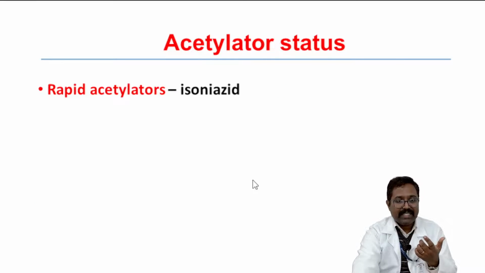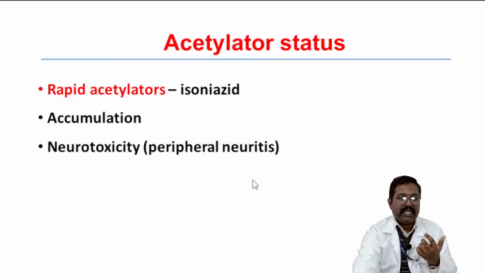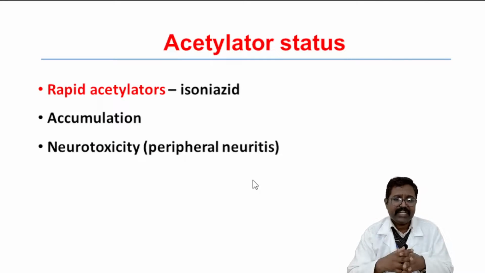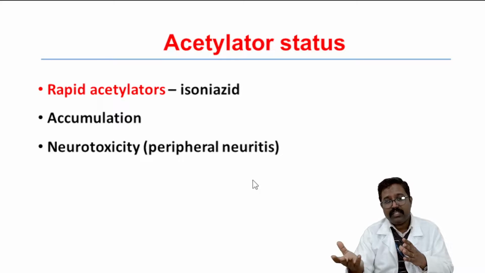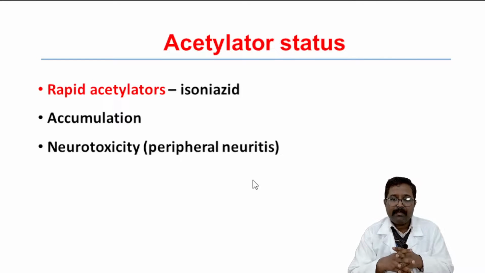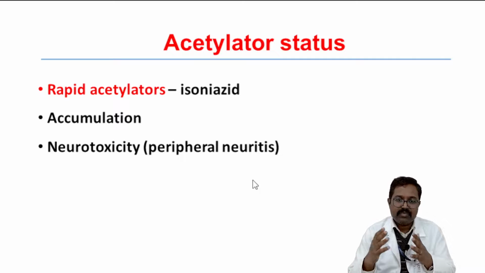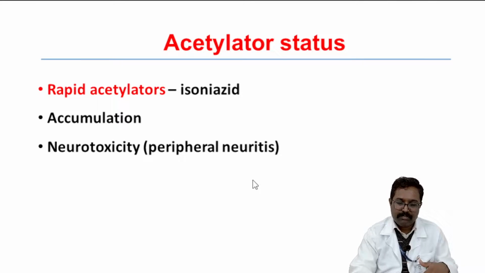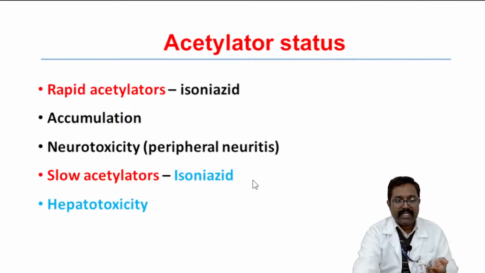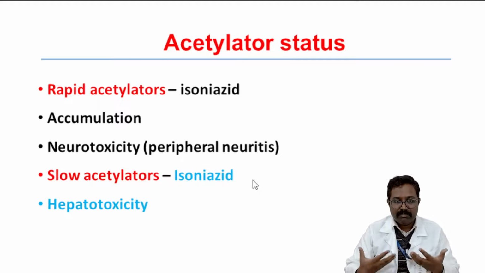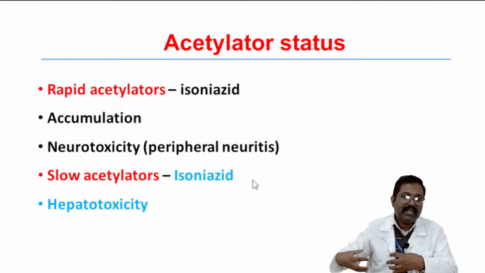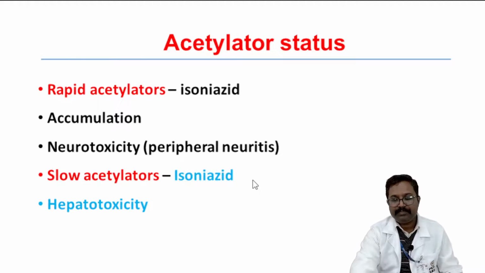In rapid acetylators, whenever you give isoniazid, it can lead to accumulation and neurotoxicity and peripheral neuritis. This can be treated by giving isoniazid along with pyridoxine, vitamin B6. Neurotoxicity or peripheral neuritis can be prevented by co-administration of pyridoxine along with isoniazid, which is a very popular antitubercular drug. In slow acetylator status, again the concentration will build up in the body. This can affect the liver, that is hepatotoxicity.